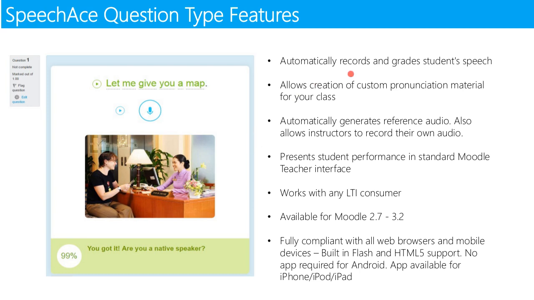The key features for the question type are as follows. It can automatically record and grade student speech. It allows you to create your own custom pronunciation material. So if you have a beginner class, you can tailor the pronunciation material for beginners. If you have a more advanced class, you can do it for your advanced students. You can do words, sentences, and paragraphs. And I'll show you all of this in the demo.